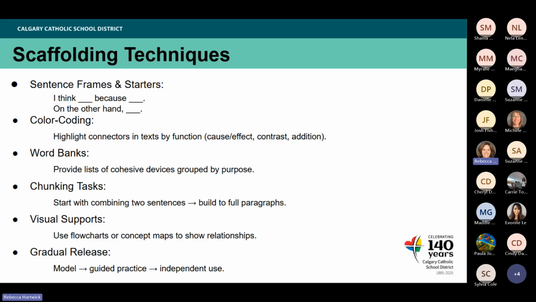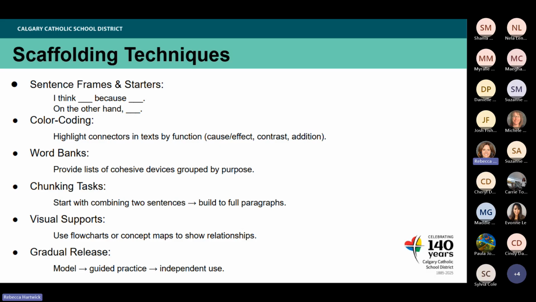So just going through some scaffolding techniques, we have touched on these briefly in our previous section, but again, sentence frames and sentence starters are always a good way to model and allow students to access. So I think blank because blank, and students could fill in the blanks, and then they could say that sentence out loud as a way to practice using them. On the other hand, comma, and then finish a sentence there.